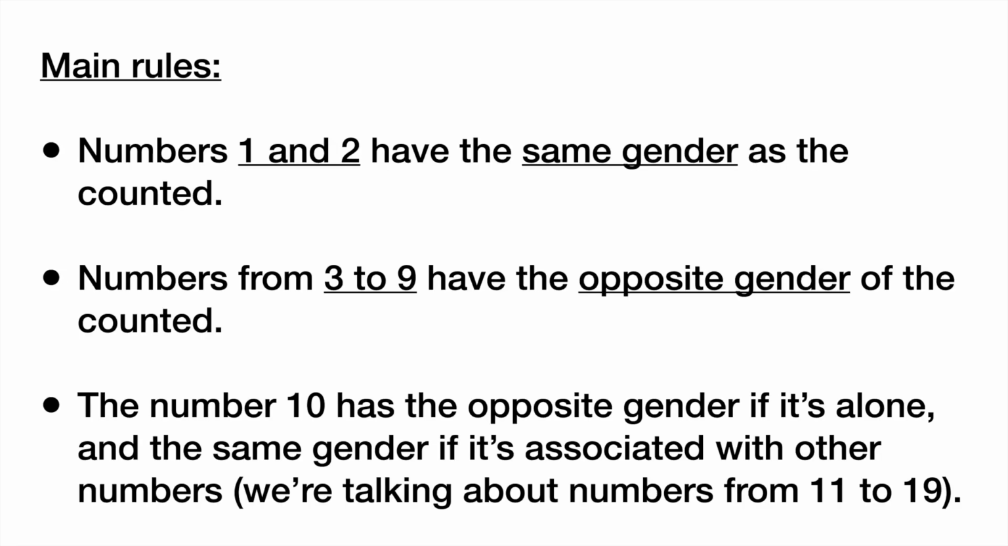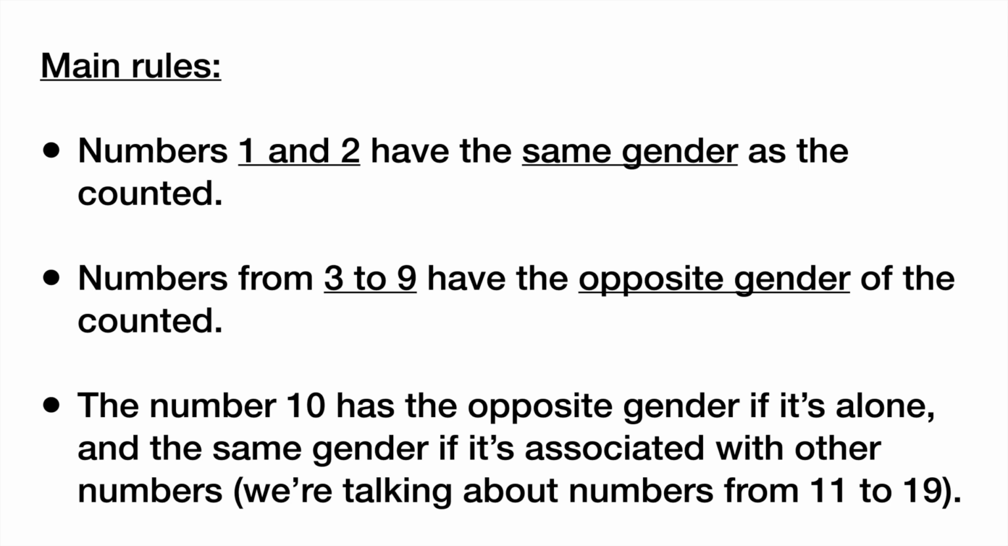So, to recap, here are the main rules. Numbers 1 and 2 have the same gender as the counted. Numbers from 3 to 9 have the opposite gender of the counted. The number 10 has the opposite gender if it's alone, and the same gender if it's associated with other numbers. We're talking about the numbers from 11 to 19, of course.